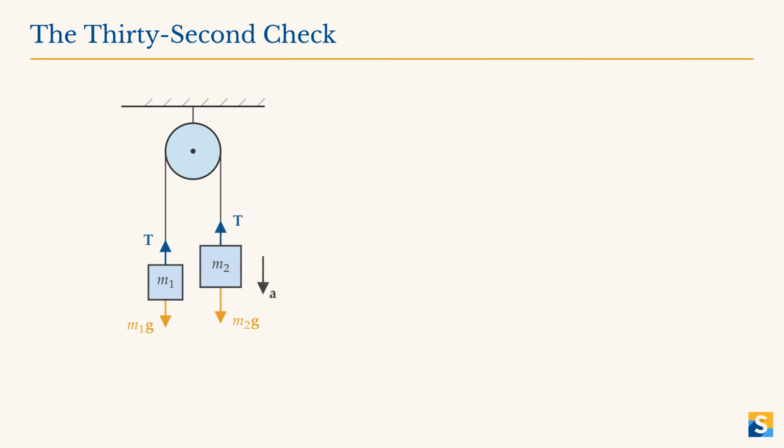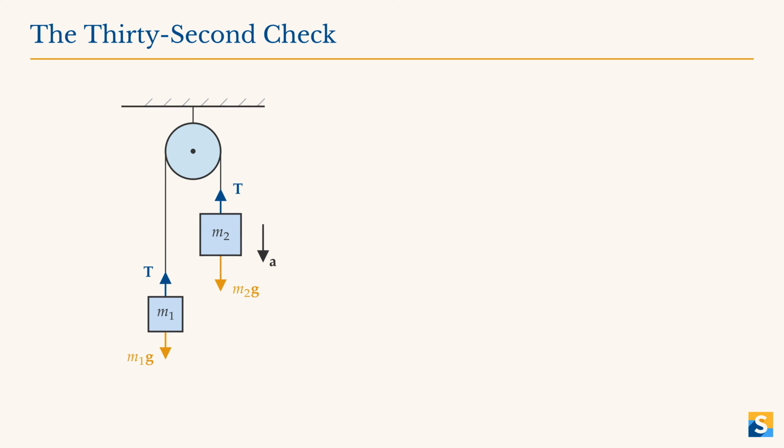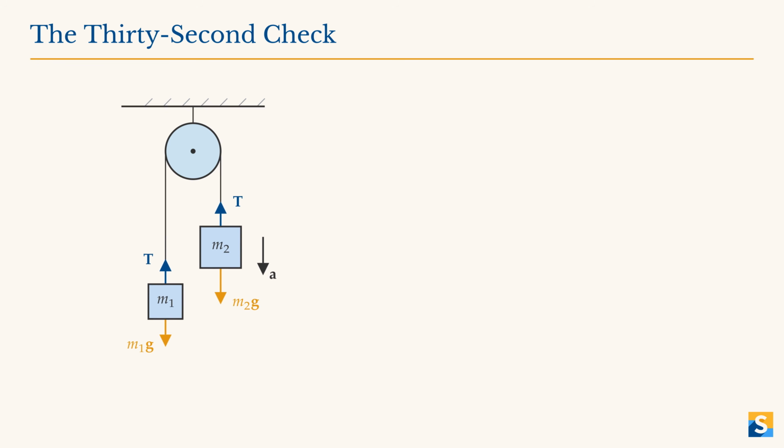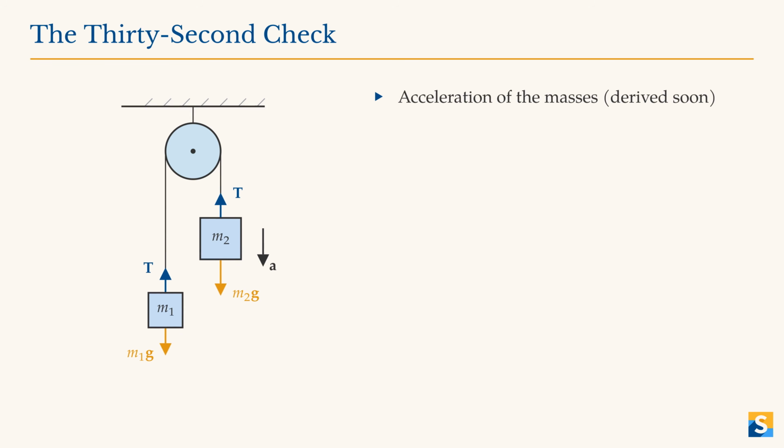Tool number 3. Limiting cases. After you solve any problem, push every parameter to its extremes and ask whether the formula does something sensible. This costs you 30 seconds and catches half of all algebra mistakes, which is the best deal in physics. Take a result we will learn soon.